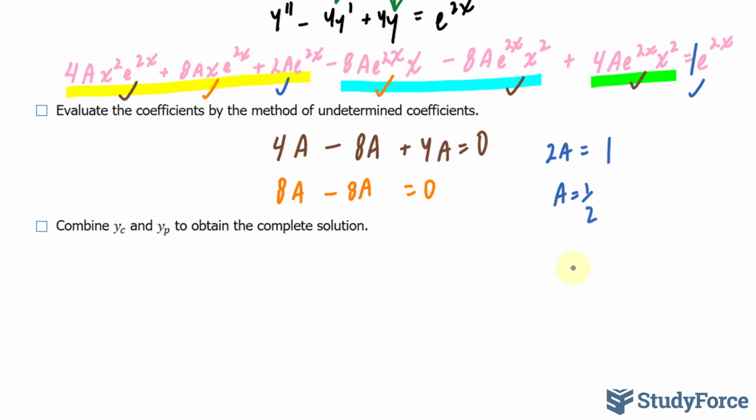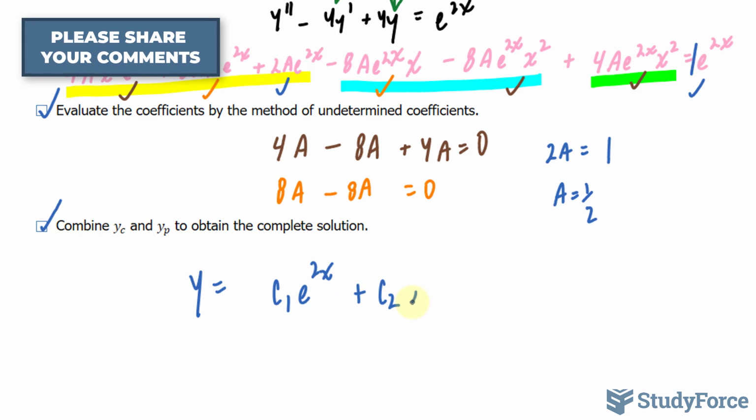This step is done. Now on to the last step where we combine y sub c and y sub p. That's the easy part. Y sub c looked like this. So we have y is equal to c sub 1 times e to the power of 2x plus c sub 2 e to the power of 2x times x.